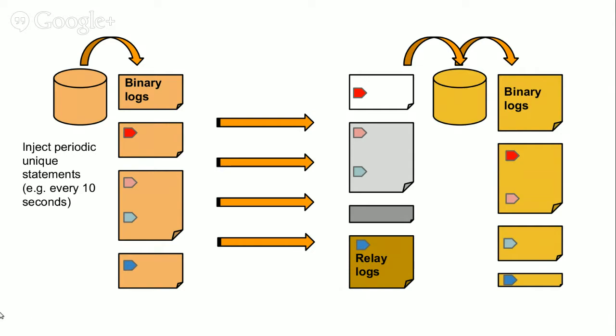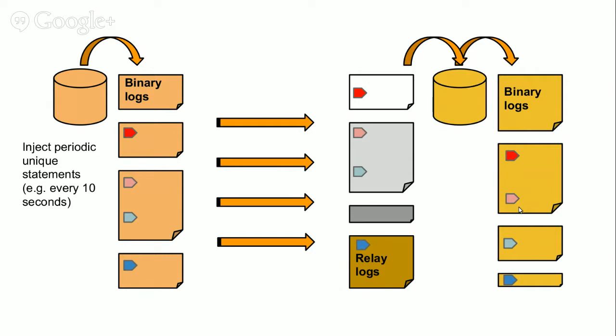For the purpose of this slideshow, I've identified them by 4 different colors. And these statements are interleaved with your normal application statements getting replicated onto the relay logs, different files, different positions, getting executed by the slave, being written again into the slave's binary logs, again, different files, different positions, but in the same order.